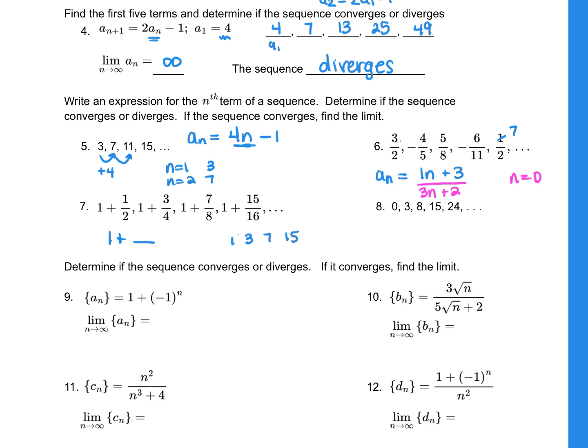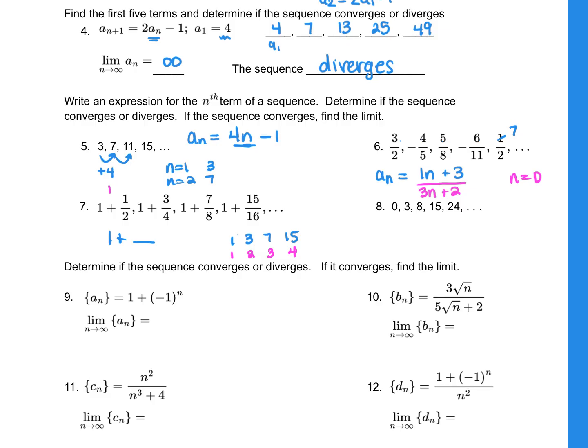It's not geometric. I'm not multiplying by the same thing. I'm not adding the same thing. So I'm not exactly sure where that's coming from. So the next thing I sometimes try to do is put the term numbers down. I could call this, let's see, this one would be the first term. This one would be the second term. This one would be the third term. This is the fourth term.